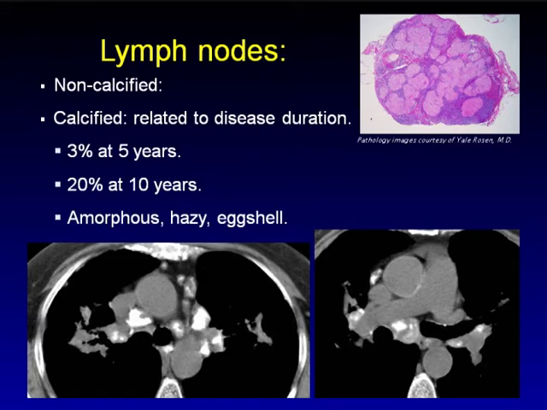So nodes are oftentimes non-calcified. Those that are calcified tend to be related to duration of disease. About 20% of patients have calcified nodes at 10 years. And the calcification is often amorphous or smudgy or hazy.